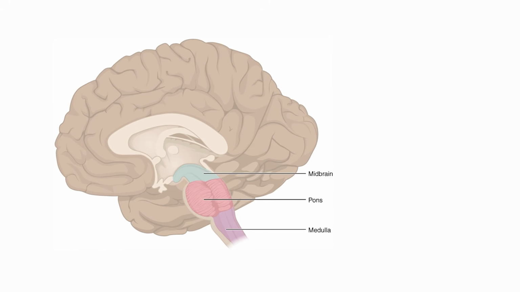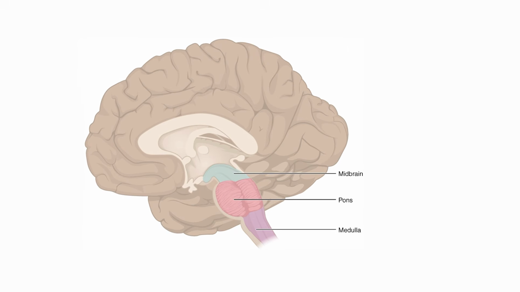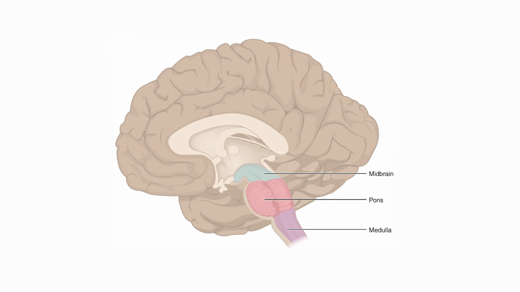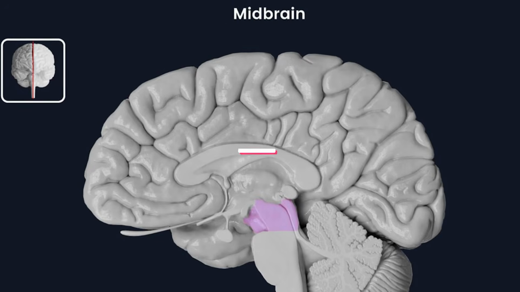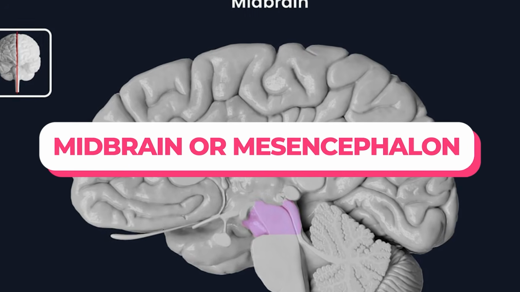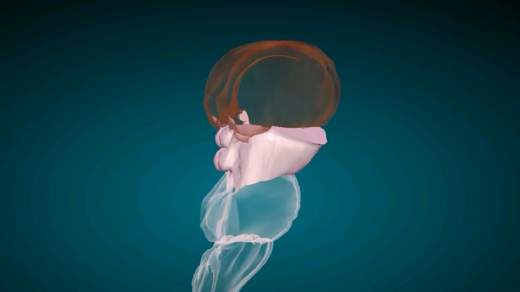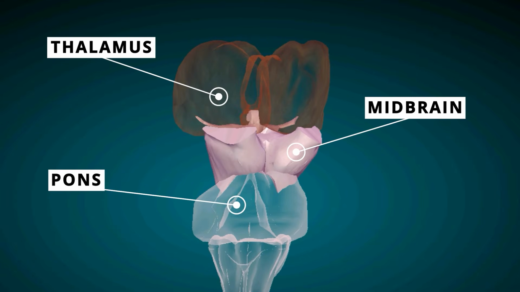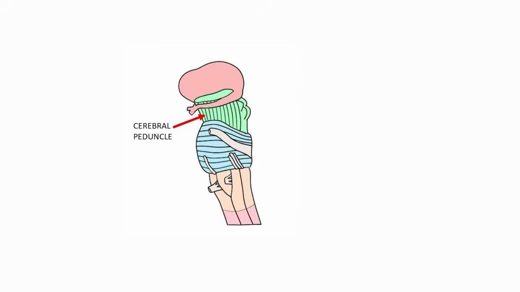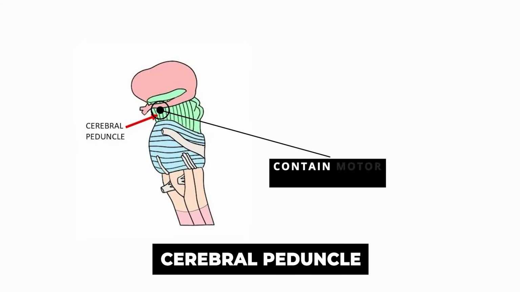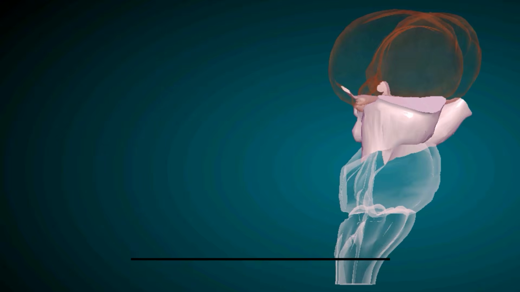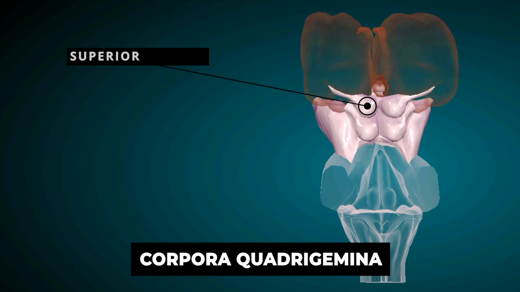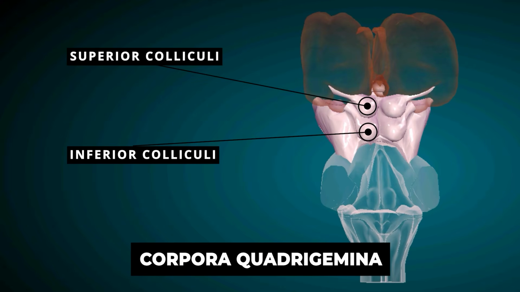Components. The brainstem can be divided into three main structures, each with specific features and functions. Midbrain or mesencephalon: the most superior portion of the brainstem, the midbrain, is located beneath the thalamus and above the pons. Prominent structures include the cerebral peduncles, which contain motor and sensory tracts, and the corpora quadrigemina, composed of the superior and inferior colliculi.